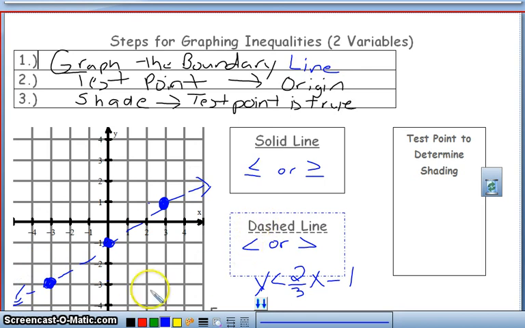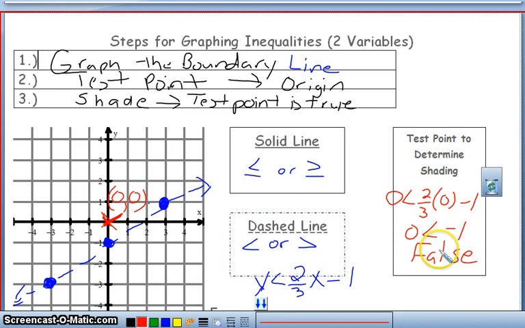Alright, I want to pick a test point. I like to pick the origin if it's not on my line, and it's not. So my test point is going to be the origin. And we know the coordinates for the origin are 0, 0. So I'm going to replace the x and the y with 0. I'm going to see if my inequality is true. 0 is less than 2/3 times 0 minus 1. 0 is less than -1. That is a false statement.